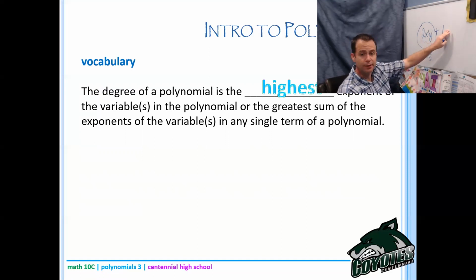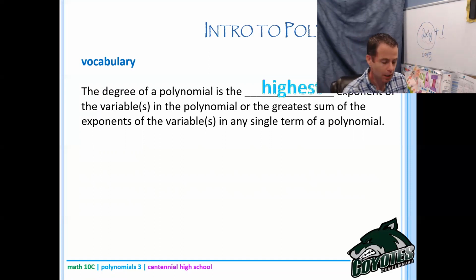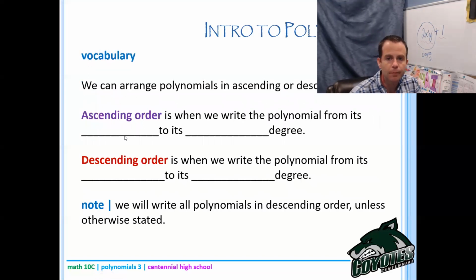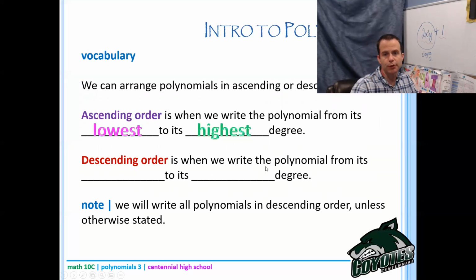This guy is degree 0 because there is no exponent there. Sorry, there is no variable there. So overall, this polynomial would be a degree 2 polynomial. Okay. All right. We arrange polynomials in ascending or descending order. Ascending is when we write the polynomial from the lowest degree to the highest degree, whereas descending is the highest degree to the lowest degree.